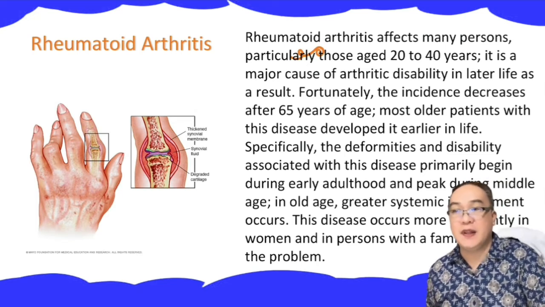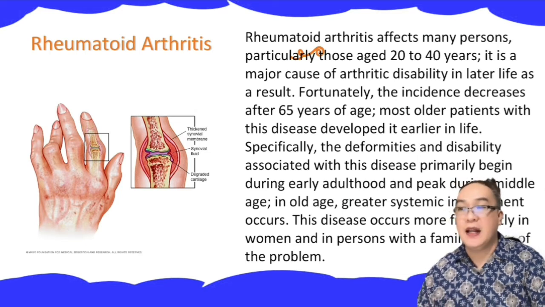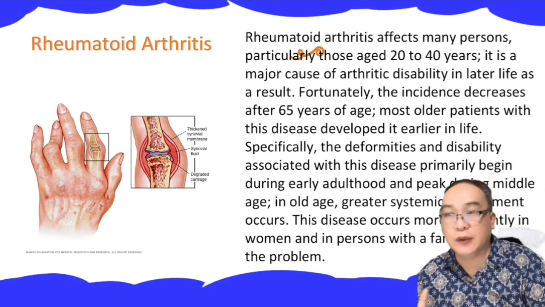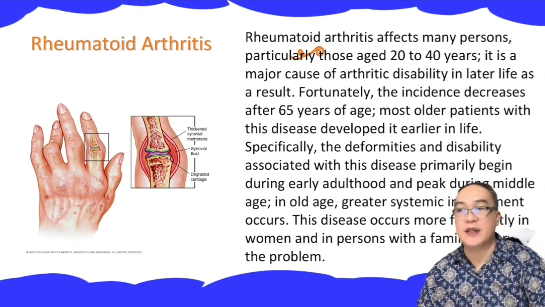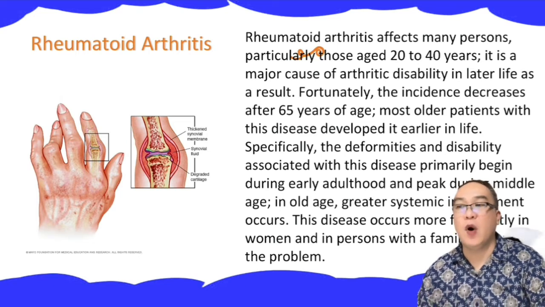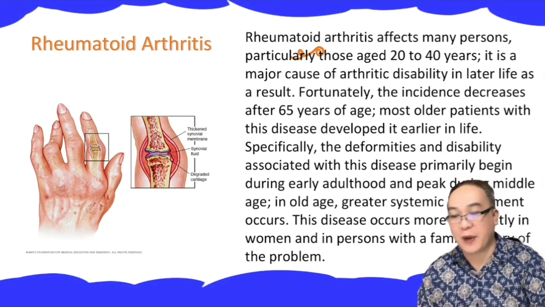The deformities and disability associated with this disease primarily begin during early adulthood and peak during middle age, and in old age, greater systemic involvement occurs. This disease occurs more frequently in women, and in persons with a family history of the problem.